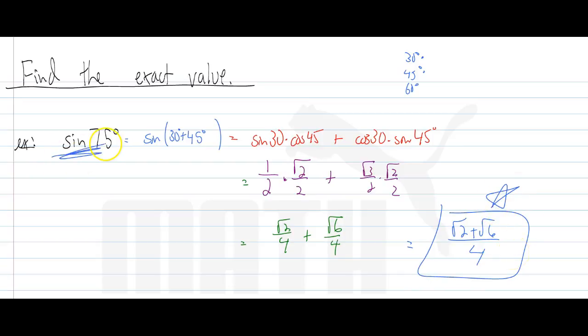If you put sine of 75 degrees in your calculator, it would give you a decimal. If you tried to hit math fraction, it wouldn't actually give you this, because this is an irrational number because of the radicals in there. However, if you did evaluate this fraction on your calculator, it would be the same decimal equivalent as just typing in the sine of 75 degrees.